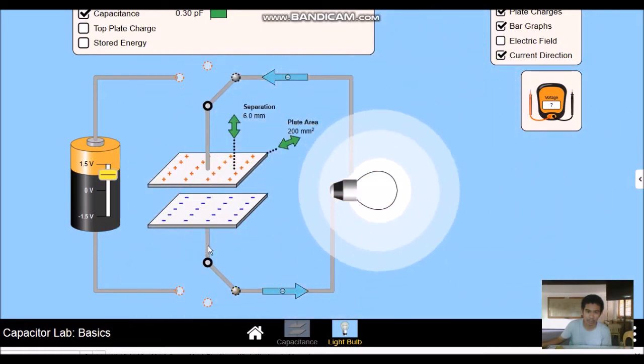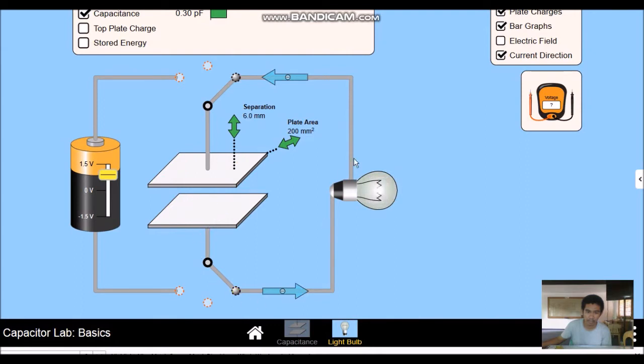So electrons will flow from the negatively charged plate to the positively charged plate. So these two plates will become neutral again. If these two plates become neutral, then there are no more electrons that will flow. Okay? And then the work done will be zero. Work done to move the electrons is zero. So that's why there is no more electrical potential energy that can be used by this bulb.